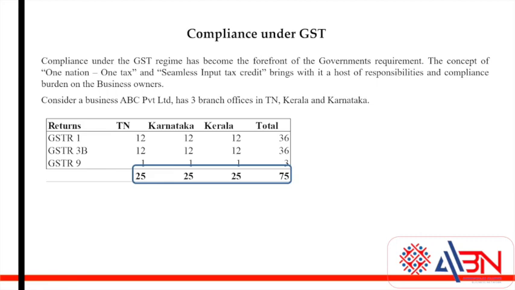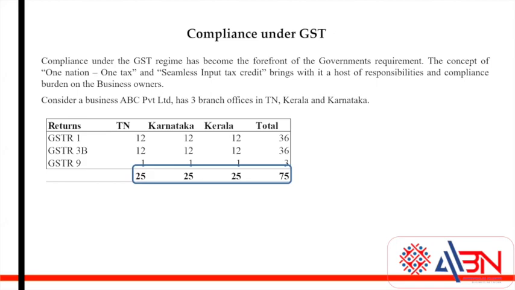So GST, as we know, is right now the most dynamic law. Most people undergo the challenges that are faced. GST is the law in which they are facing the most difficulties. So let's look at what compliance needs to be done. When GST was brought in, the USP GST had was one nation, one tax. And by that means everyone is taxed under one single law. And what that specifically brought was seamless input tax credit.